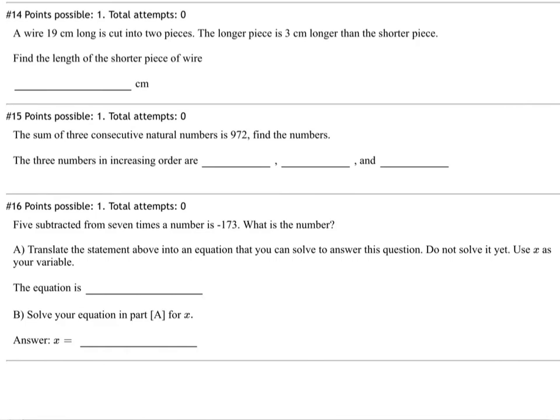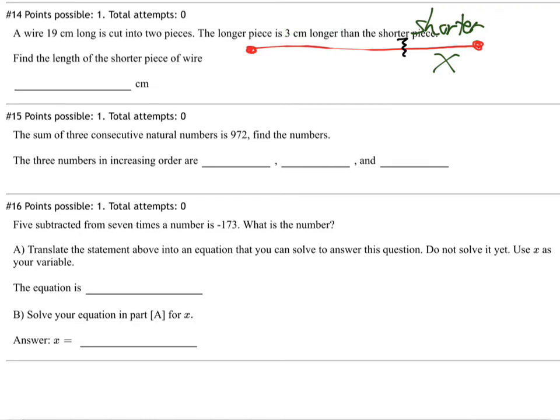14. A wire 19 centimeters long is cut into two pieces. The longer piece is 3 centimeters longer than the shorter piece. Find the length of the shorter piece. All right. So just lots of word problems. So if you have a piece of wire and you cut it, let's say here, we're going to cut it right there. Then the longer piece is 3 centimeters longer than the shorter piece. So call this x, this is the shorter. And this is going to be the longer here.